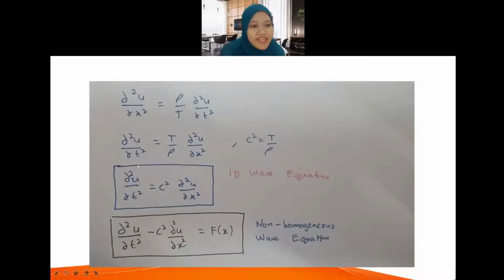Del squared u over del t squared equal to T over density times del squared u over del x squared. Here T over density is always positive, so we can just assume that it will be c squared. And here we will get the 1D wave equation. For the non-homogeneous wave equation, there will be another force here, which is the external force. And this is the wave equation for non-homogeneous.